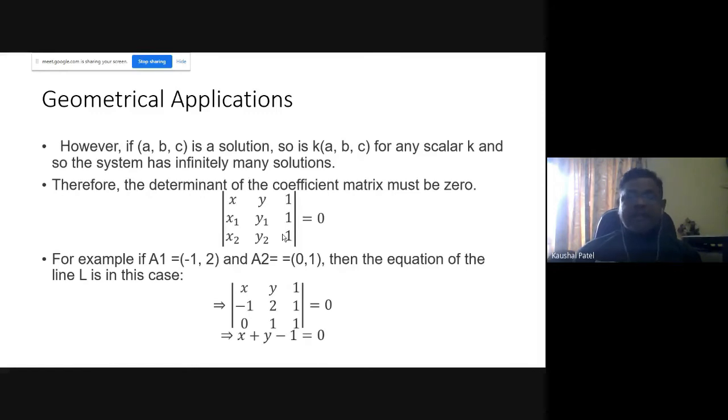Suppose my first point is minus 1, 2, and the second point is 0, 1. Then the equation of the line is the determinant of the matrix with rows x, y, 1. We substitute x1 as minus 1 and y1 as 2. Similarly, we substitute x2 equal to 0 and y2 equal to 1. We get these equations, and we achieve the equation of the line that passes through minus 1, 2 and 0, 1, which is nothing but x plus y equal to 1.